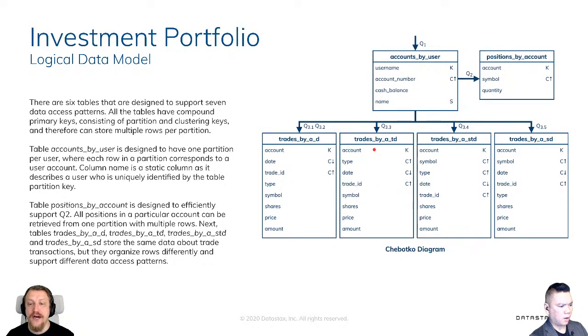Then the second one, trades by account and type and date. We have partition key account, then type as a clustering key, date as a clustering key, and trade ID to ensure uniqueness. And at this point, you may ask, why can't I use, they look very similar.